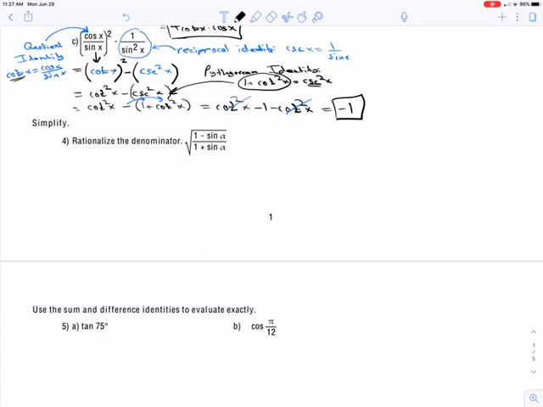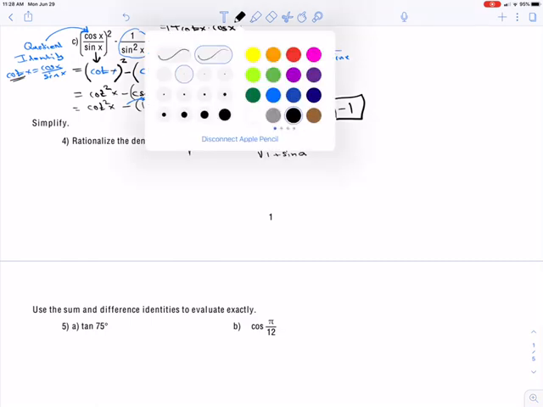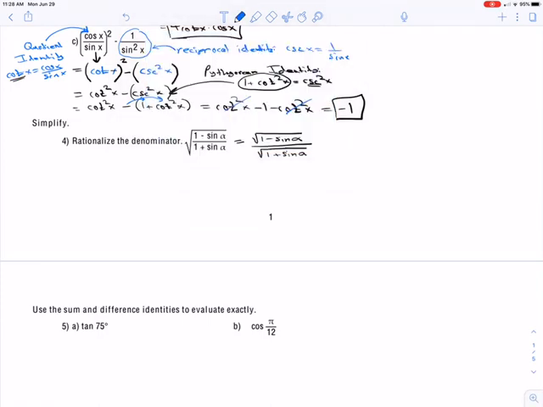So when you look at this root, we've got a square root of a fraction, so we have a numerator and denominator. First thing we're going to do is break it up into two square roots: the square root of the numerator, square root of 1 minus sine alpha, divided by the square root of the denominator, which is square root of 1 plus sine alpha. And now our directions say to rationalize the denominator.